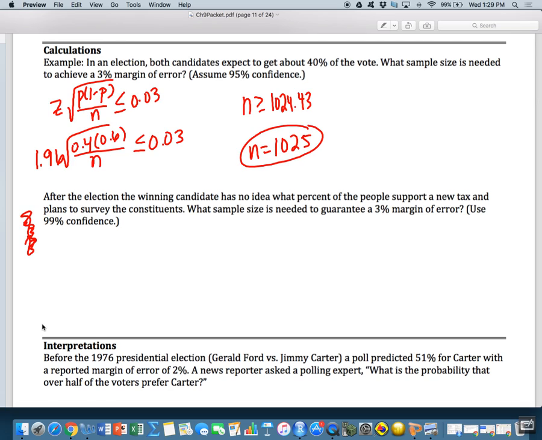Now, instead of asking the question like that, I could ask it like question 2. After the election, the winning candidate has no idea what percent of the people support a new tax and plans to survey the constituents. What sample size is needed to guarantee a 3% margin of error using 99% confidence? How does this one change? How is this different than before, besides the fact that it's 99%, not 95?